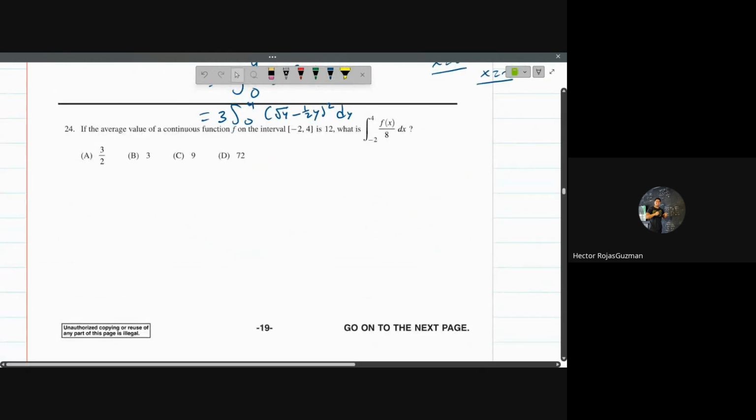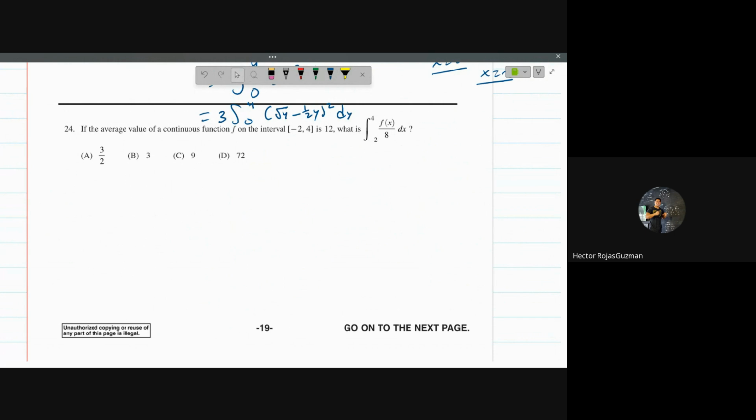If the average value of a continuous function is 12, then what is that integral? Okay. Well, what do we know about average value? Average value is 1 over b minus a of the integral from a to b of f of x dx, right?